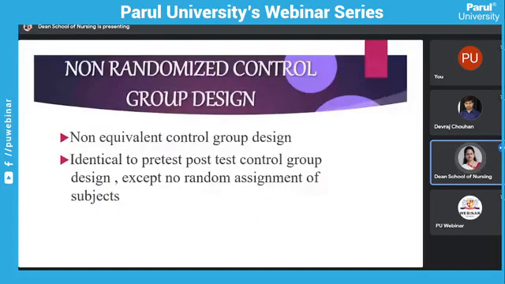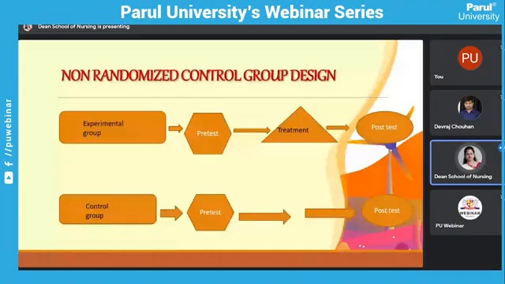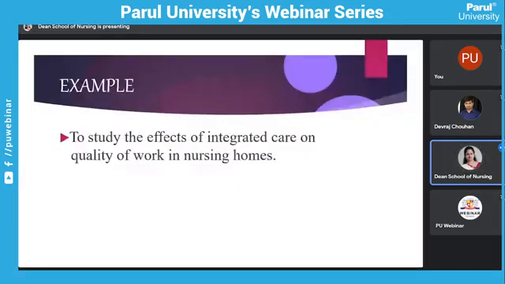The non-randomized control group has the non-equivalent control group design, which is identical to the pretest post-test control group design, except there is no random assignment of the subjects. It will give only pretest and post-test. For example, no random assignment will be taken. One group is the control group, one group is the experimental group. Both will be given pretest, treatment for the experimental group, and post-test for both groups. It is non-randomized control group design. Example, to study the effects of integrated care on quality of work in nursing homes.